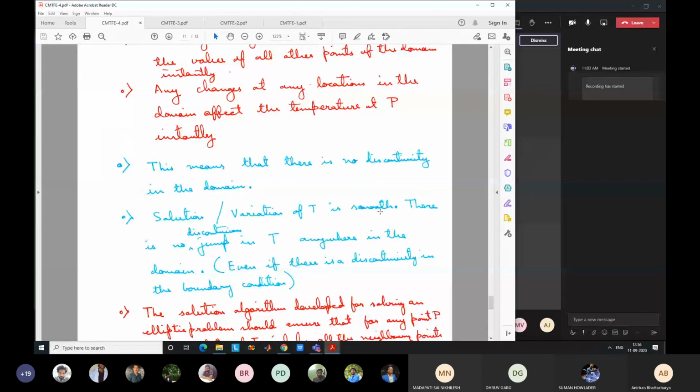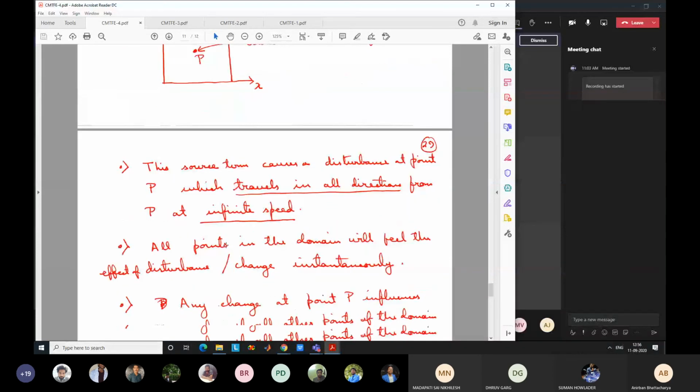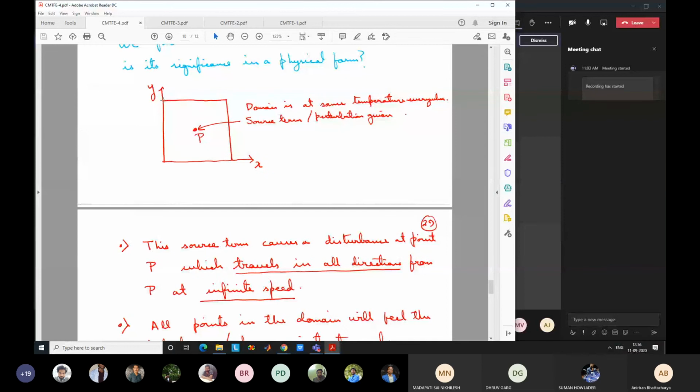There is no discontinuous jump in T anywhere in the domain, even if there is a discontinuity in the boundary condition. Say the boundary condition here is, up to half, T equal to 50 degrees centigrade. Then from there T is equal to 100 degrees centigrade. So there is a discontinuity in the boundary condition at that point, 50 degrees and then suddenly a jump to 100 degrees. But inside the domain, even very near and adjacent to the boundary, the solution will be smooth. It will be a sharp change, but not a step jump. Still there will be some gradient there. The solution will still be smooth.